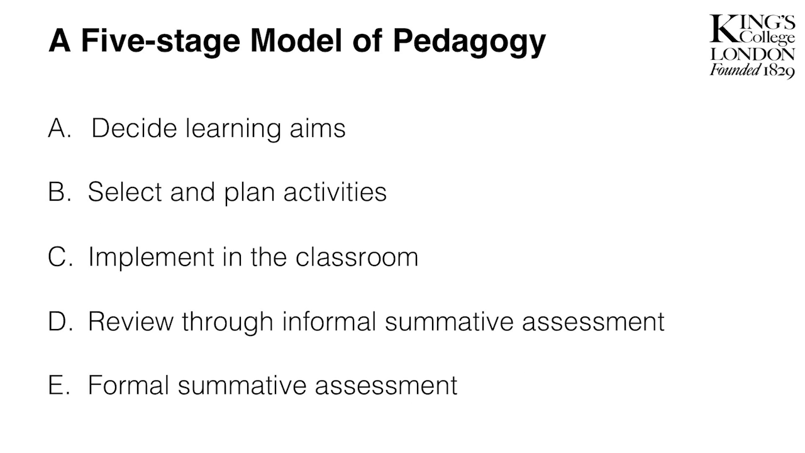The simple model of pedagogy is quite a naive one. What do you do in planning a piece of teaching? You decide the learning aims. In terms of those aims, you select and plan activities. Given those activities in that plan, you then implement it in the classroom. Then you review how it's gone on to see if it's been okay and needs correction. That's what I would call informal summative assessment. And finally, you may have to sum it up formally, because on that stage there may, for example, be decisions to be taken about a pupil next year and so on.